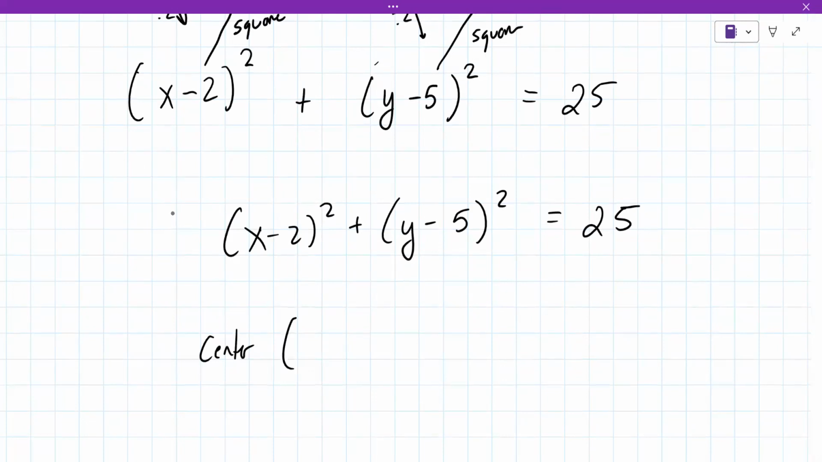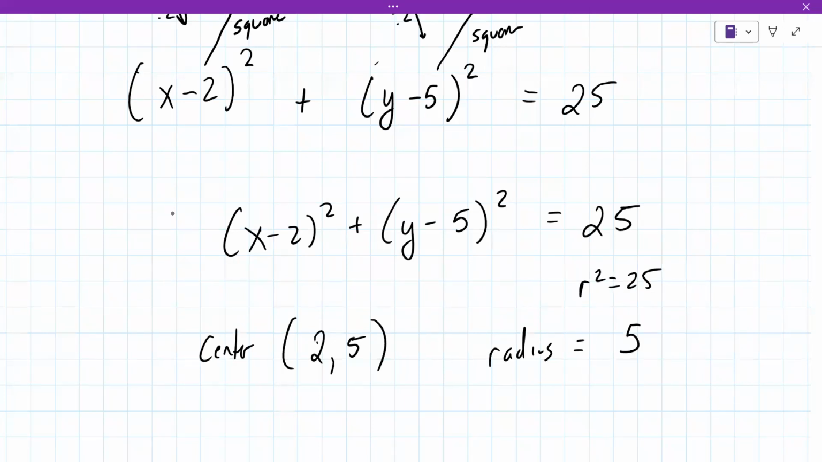The center in this scenario would be -2 and -5. It switches signs. So it's 2 and 5. Oh, right, sorry, my bad. Yeah, that would be (2, 5). The radius would be the square root of 25, that's 5. Sometimes it's good to write r squared equals 25.